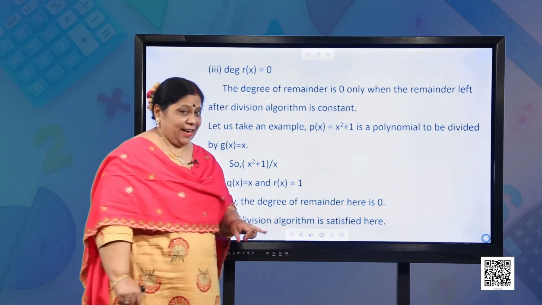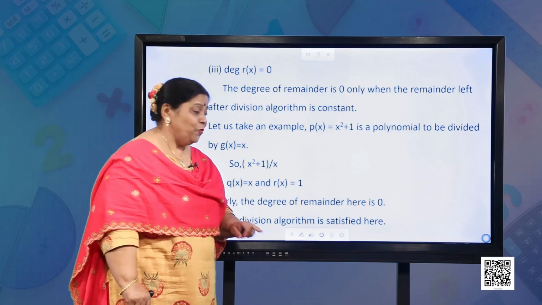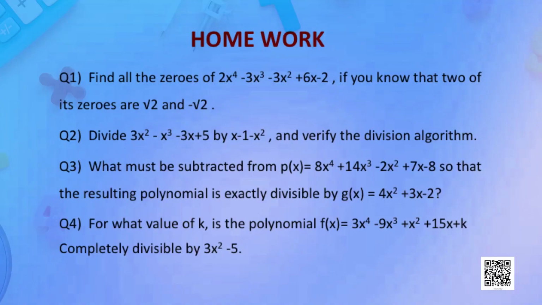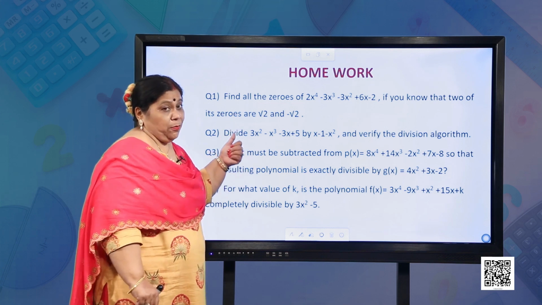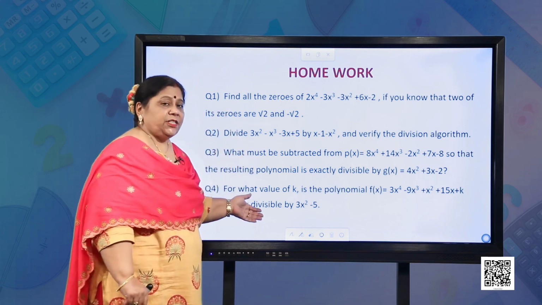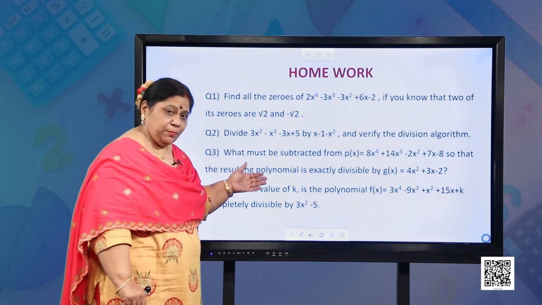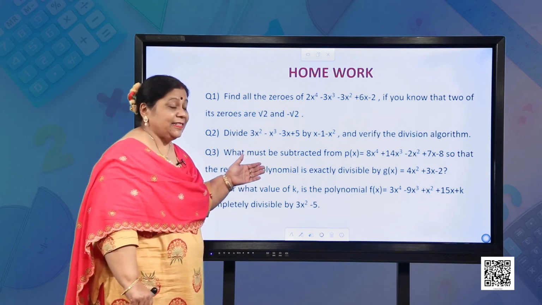Now, after understanding this, it is time to take up the homework. We have the first question. Find all the zeros of 2x to the power 4 minus 3x cube minus 3x square plus 6x minus 2 if you know that 2 of its zeros are square root 2 and minus square root 2. This question again is very important. I have picked up these questions from previous CBSE board exam question papers. So, please do practice them.